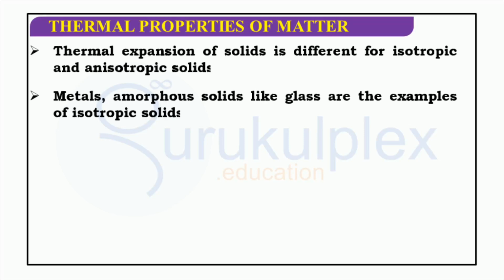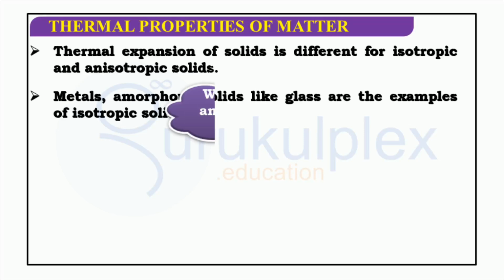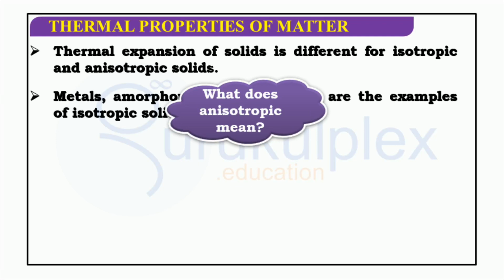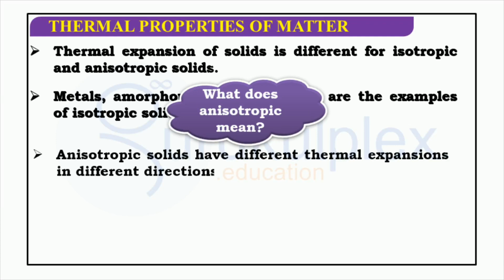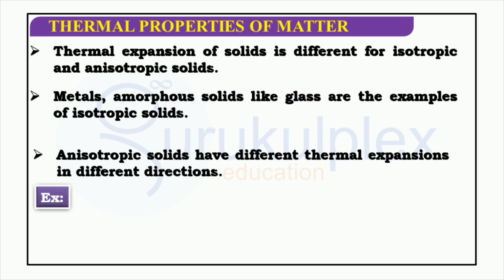Anisotropic materials are materials that have different properties depending on the direction in which the material is measured. Examples of anisotropic materials include calcite, a form of CaCO3, and galena, a lead ore. Thermal expansion of solids is different for isotropic and anisotropic solids. Isotropic solids like metals and amorphous solids such as glass experience the same thermal expansion in all directions. On the other hand, anisotropic solids experience different thermal expansion depending on the direction in which they are measured.